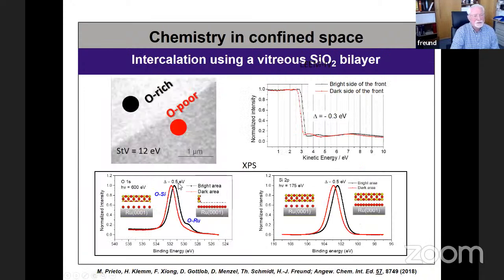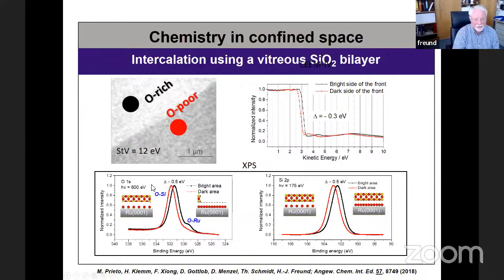We can stop that reaction and then do XPS, and you can see there is an area that is oxygen rich, that is where the reaction has not yet happened, and that is oxygen poor, where the reaction has already swamped over and gone across. And this is the reaction front that you see. And so this allows us to study this effect in detail.